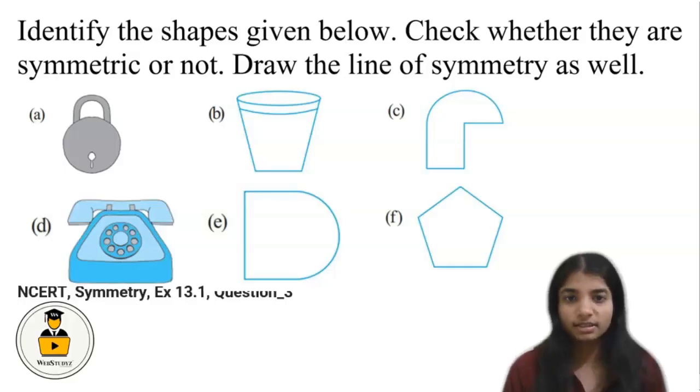Students, let's discuss the question. In this question, we are asked to identify the shapes given below and check whether they are symmetric or not. Draw the line of symmetry as well. So we are given this shape here.